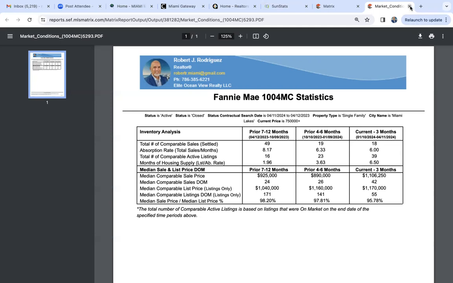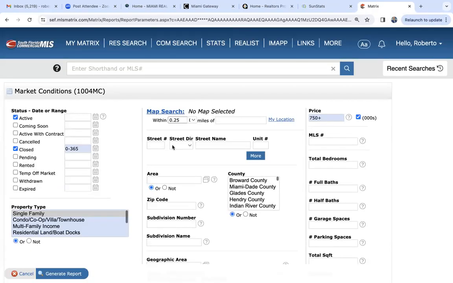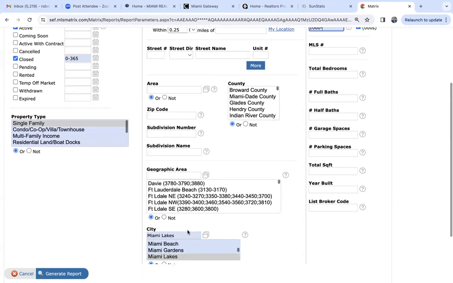I'm curious. I'm going to go back over here and we're going to switch this to $1 million or less. And let's go back to Coral Gables, right? Let's go back to Coral Gables here.